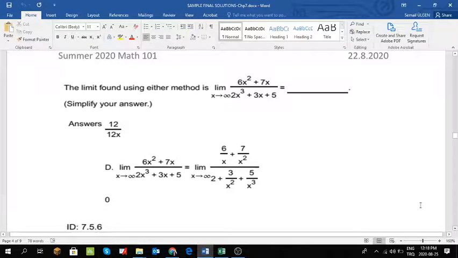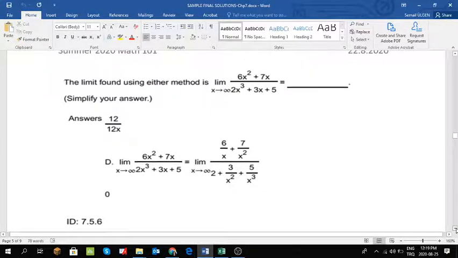And if you do L'Hopital's rule, I think you get 12 over 12x. You should try it out. And of course this is going to go to 0 if you do it. The answer to the second question is D, as we said, and the limit is 0. That's the end of the solution.